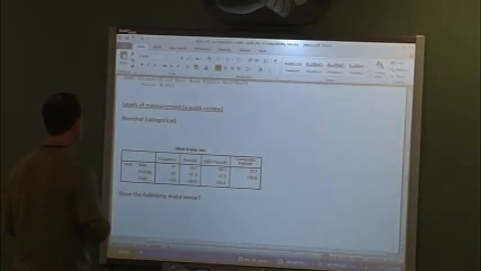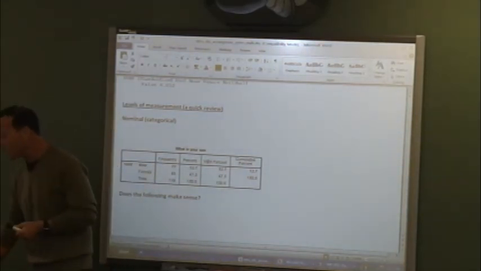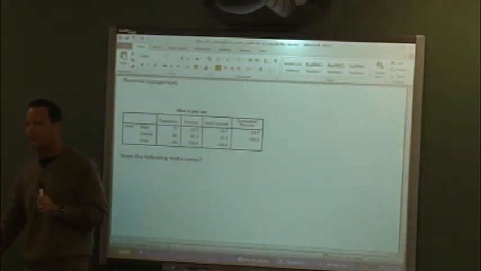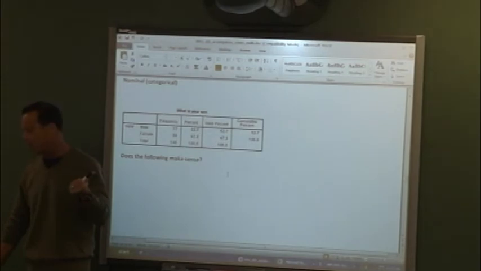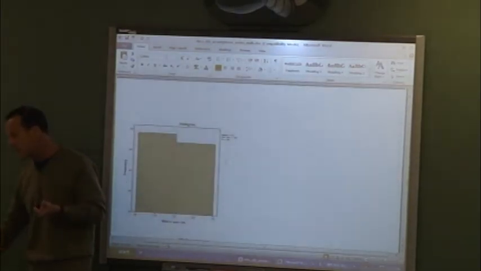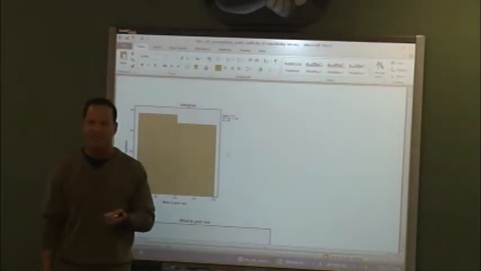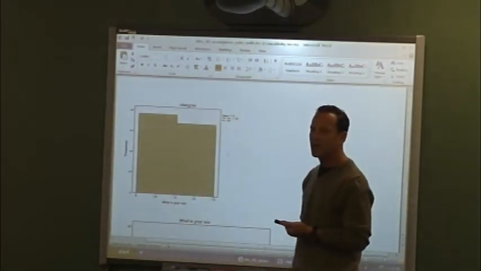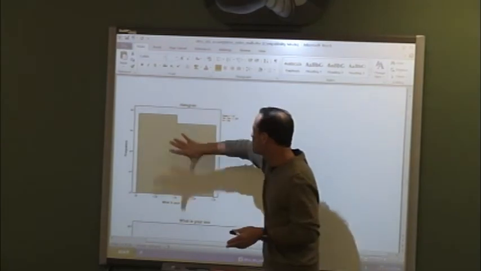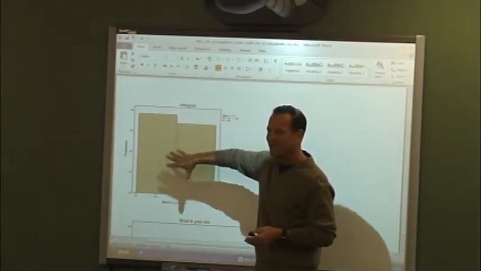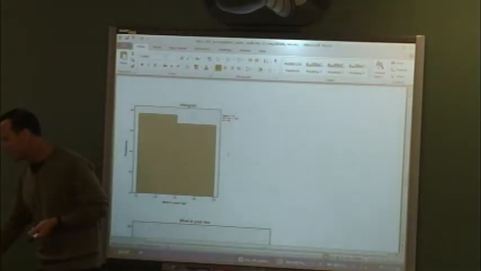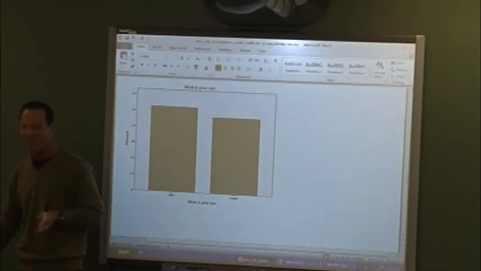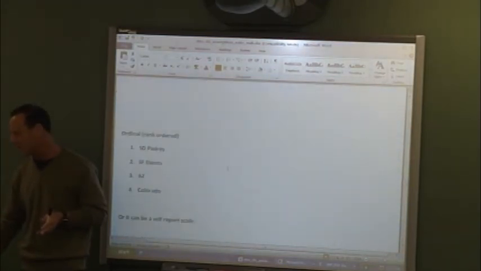So levels of measurement, a quick review. Nominal, you've been through this a million times, so you're sick of it. Sex is what? Nominal, right? Does the following make sense? The average sex has a mean of 0.50, and the average person in this class is a hermaphrodite. Good. Are you ever going to do a histogram for a nominal variable? Thank you. You'll do a bar chart. So that's nominal, right? It's categorical.